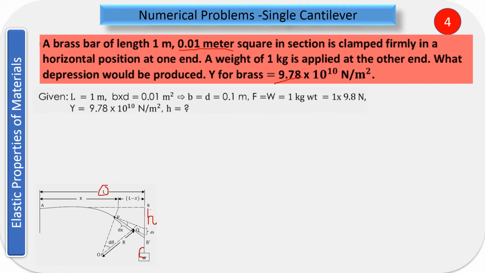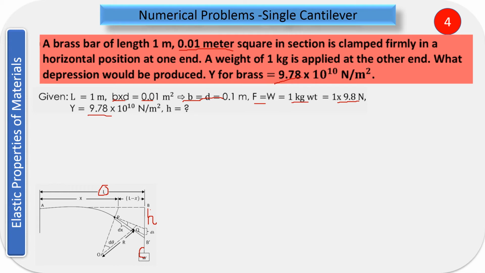Length is given as 1 meter, and its breadth into thickness, the cross sectional area A is given. A is nothing but breadth into thickness, that is 0.01 meter square, and naturally here B is equal to D equal to 0.01 meter. And F is equal to 1 kilogram, this is the weight that we applied. F equal to M into G, so 1 into 9.8 Newton. This is the value that we have applied.